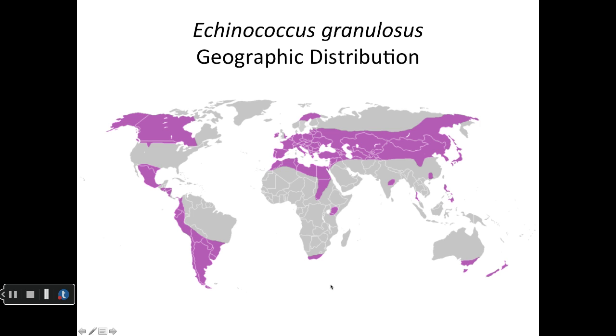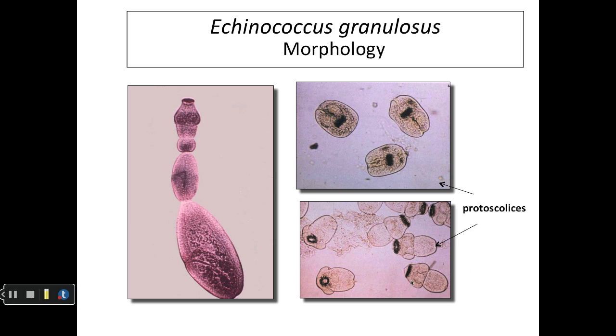Here you can see the geographic distribution of Echinococcus granulosus, and you can see that it's actually found in many parts of the world, including Canada and Alaska. The main epidemiological factors, so where it's most common, are actually in areas where people raise sheep and they use dogs in this endeavor.